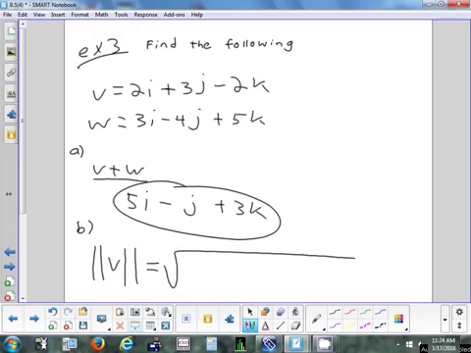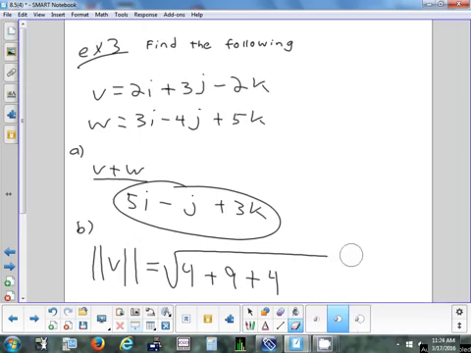Can you explain how you got that, Brian? Since x1 is 2, it would be 4. So 2 squared gives me 4, yep. And then plus 9, because 3 squared is 9. And plus 4 here, which is the -2 squared. So we get 4 plus 9 gives me 13, plus 4 more gives me 17. So we get the square root of 17.